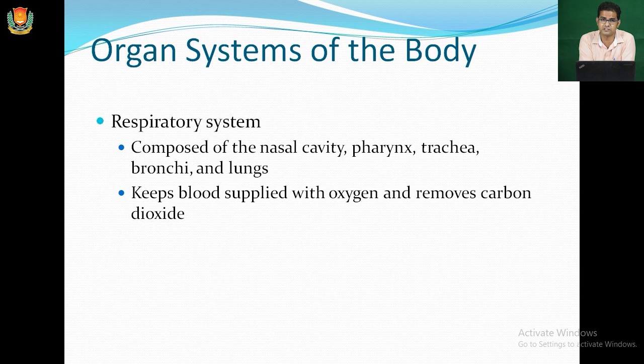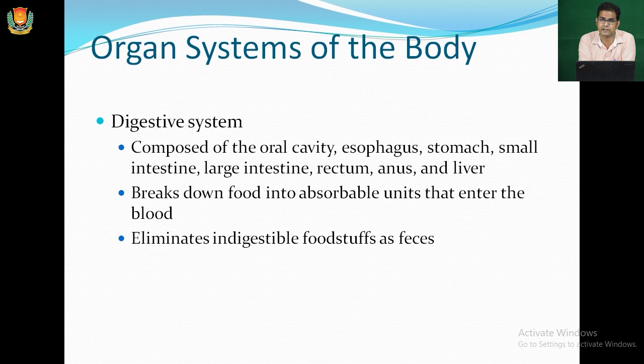Next is the respiratory system. The respiratory system is composed of lungs, trachea, then primary and secondary bronchi. This respiratory system is essential, it is necessary for the body. It keeps the blood supplied with oxygen and removes the carbon dioxide.